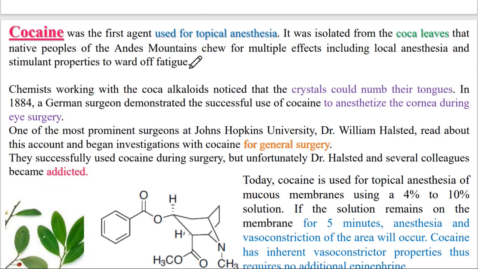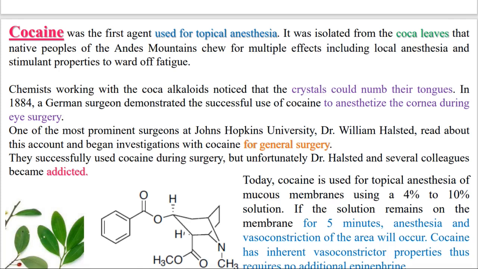This was first used for topical anesthesia and it was isolated from the coca leaves of the native people of the Andes Mountains, chewed multiple times for its local anesthetic properties to ward off fatigue. What happened? There were people from the Andes Mountains. I'll tell you in short the history behind this.